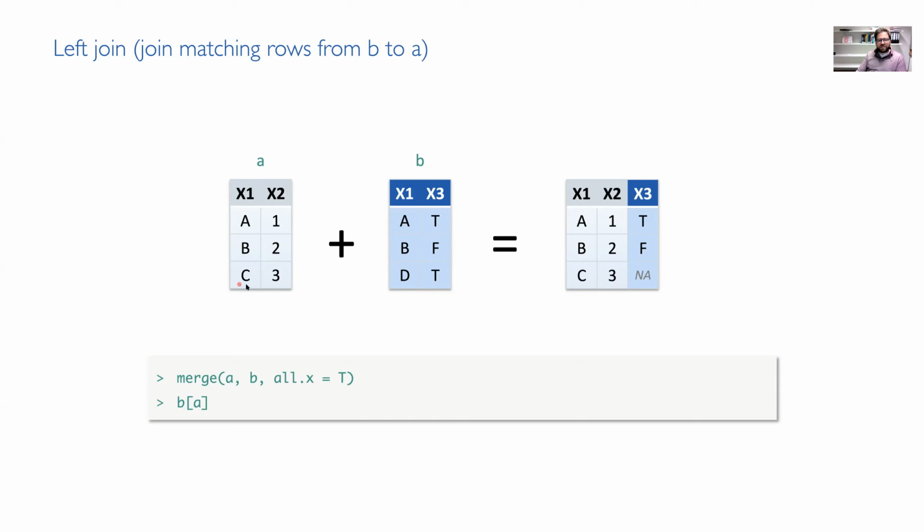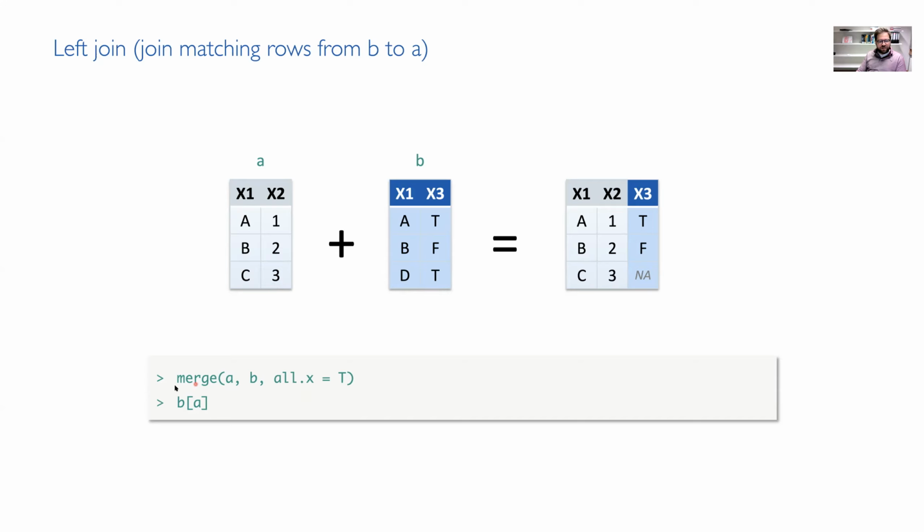C is in table A, the left one, but not in the right one. A left join now means that we take C from the left one. We don't have information from the right one, so X3 is empty. And we disregard all rows that are in the right table but not in the left table. So that's a left join.